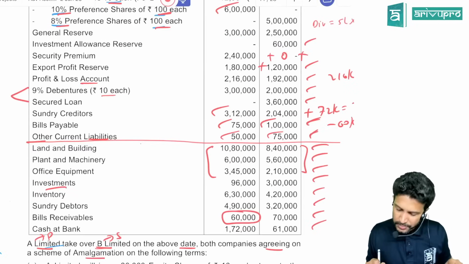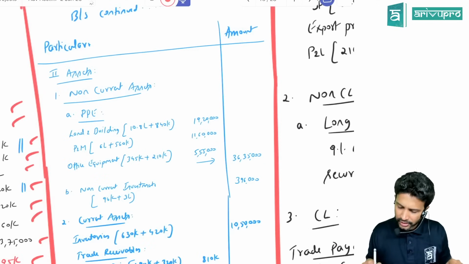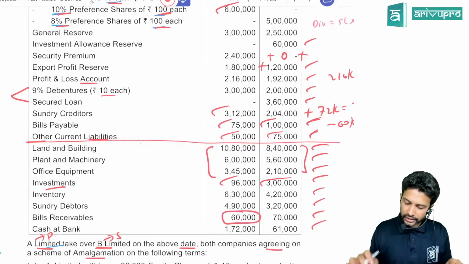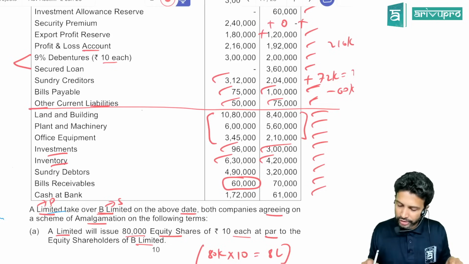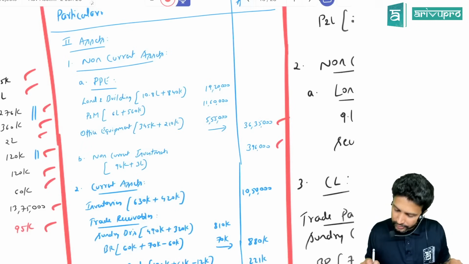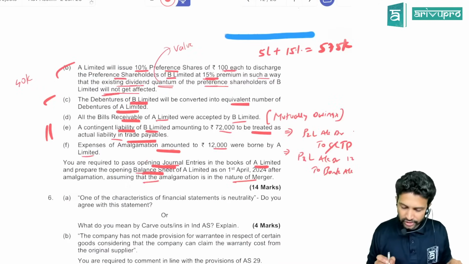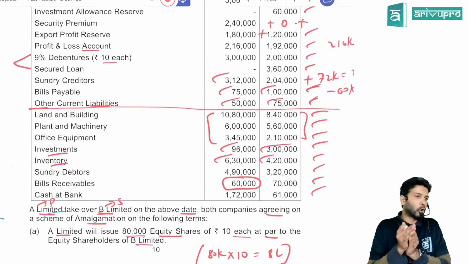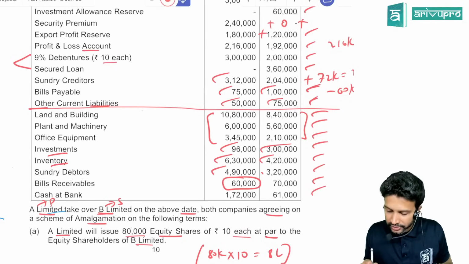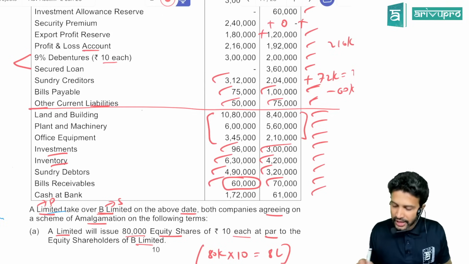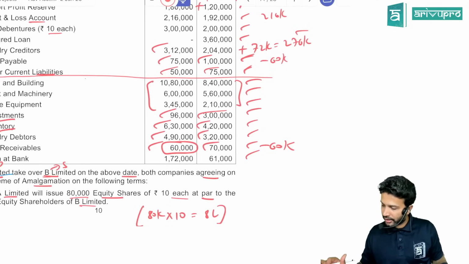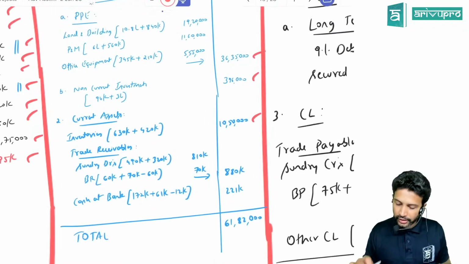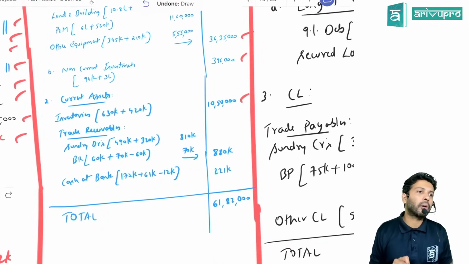Okay, then what do we have, sir? Investments. So investment, again anything? No. 96 plus 3 lakh. How much is it? 3 lakh 96,000. Then current assets. Inventory 630 plus 420. Any stock reserve adjustment? No. So 630 plus 420 will be how much? 10 lakh 50. Then trade receivables. Trade receivable means debtors and bills receivable put together. How much is debtors? 490 plus 320 plus bills receivable 60 and 70, minus 60 you have to do. Why is that minus 60? Mutual owing. So 490 plus 320 plus 60 plus 70 minus 60, if you do, 8 lakh 80,000. That is your trade receivable ka value. Done now.